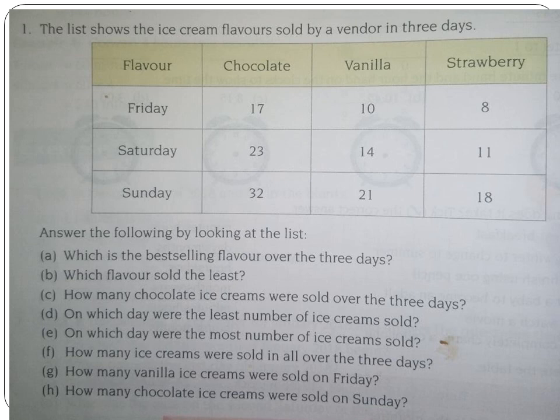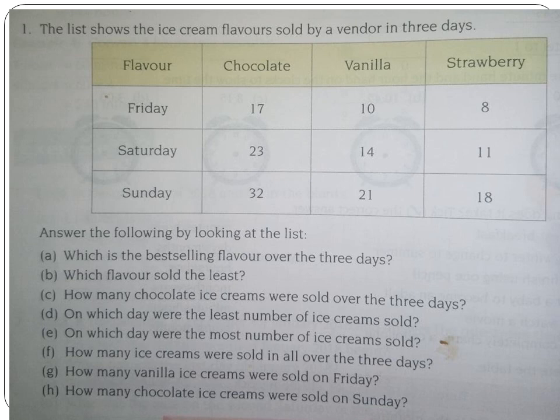In tabulation you can see the number of ice creams sold on Friday, the number of ice creams sold on Saturday, the ice cream flavors sold on Sunday. So answer the following by looking at the list. What you have to do, read the question, understand and then answer. Which is the best selling flavor over the 3 days? So what you have to do, you have to compare.